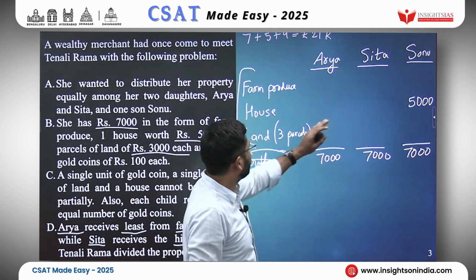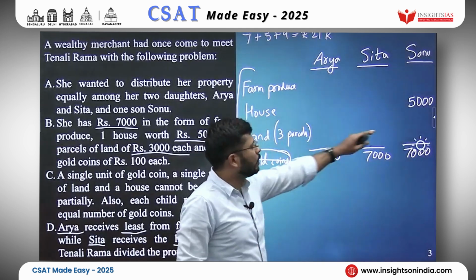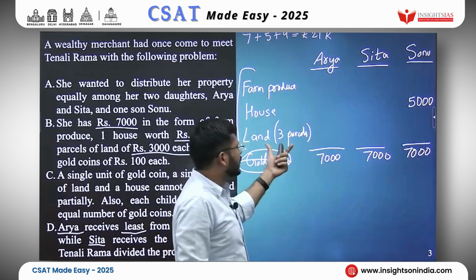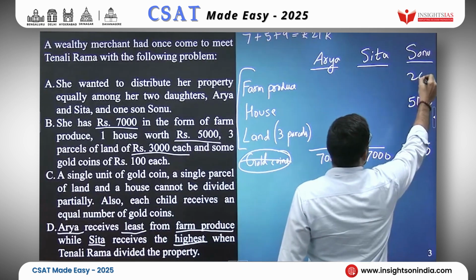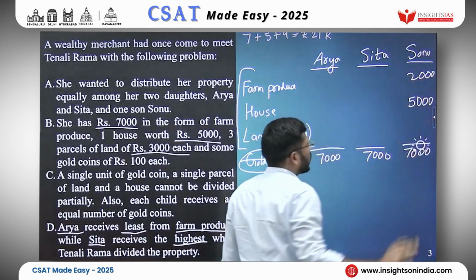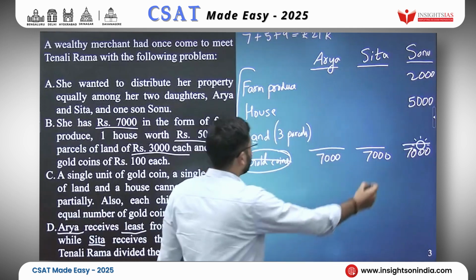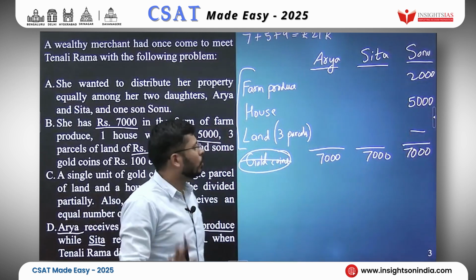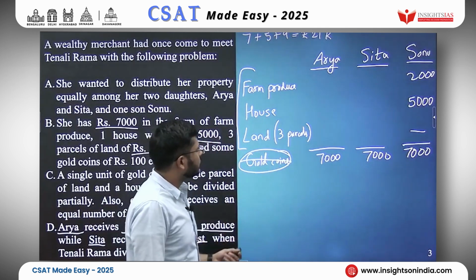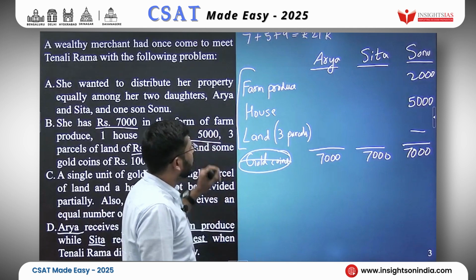Okay. If we gave him the house, then we cannot give him any land, because just one piece of land is worth 3000. So we have to give him farm produce of 2000. Okay. Then he is not getting any land. 2 plus 5, 7000. Done. Okay. Then what are we left with?